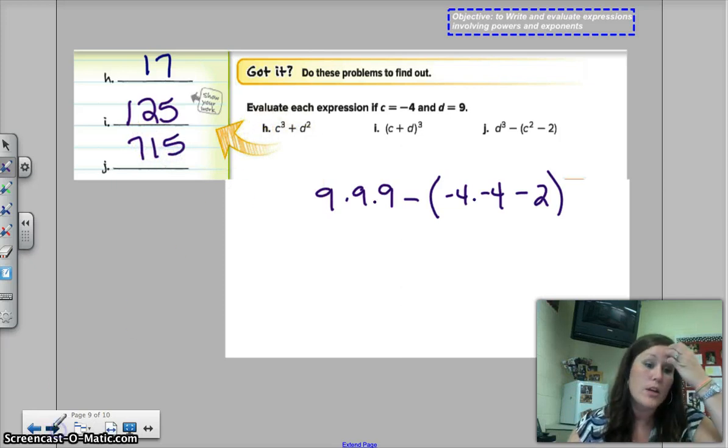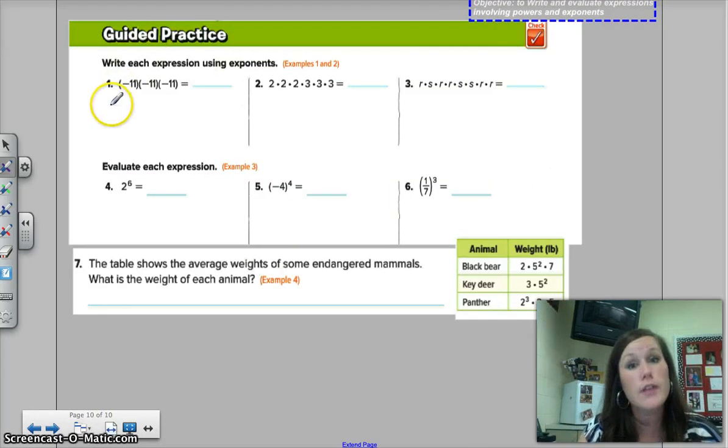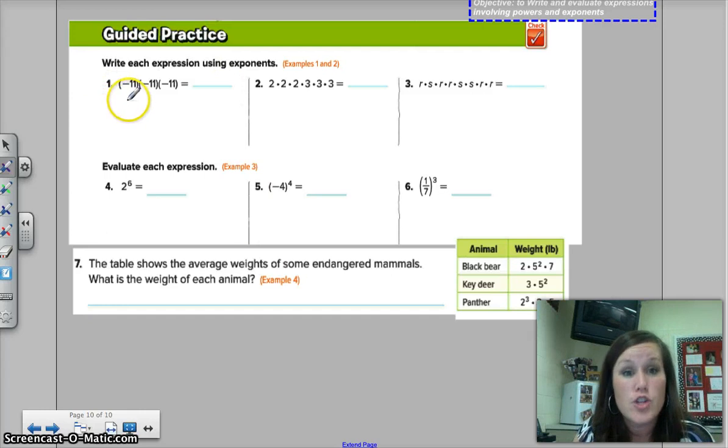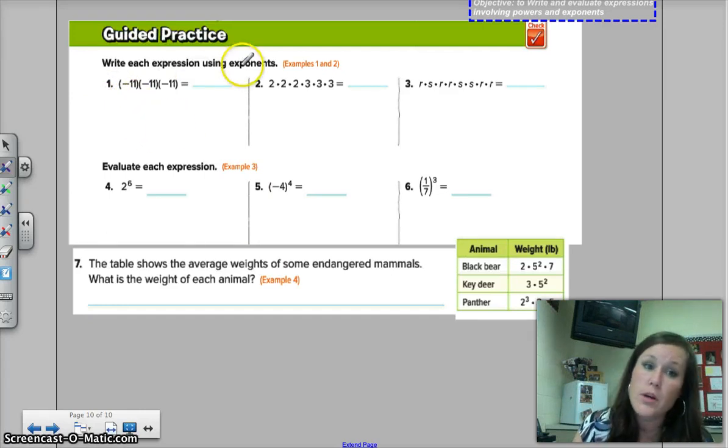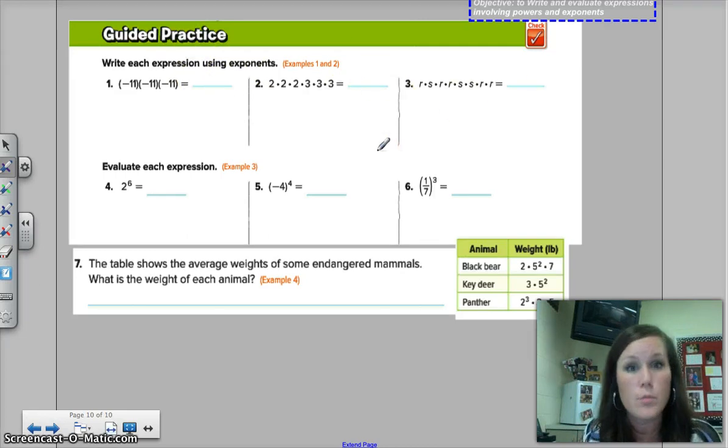All right, here's what I want you to do. I need you to do this guided practice tonight. Finish it. Come in tomorrow. That's your ticket into class. We're starting this as our bell work. I want you to have answers, and we'll go over it, and then we'll move into our practice.